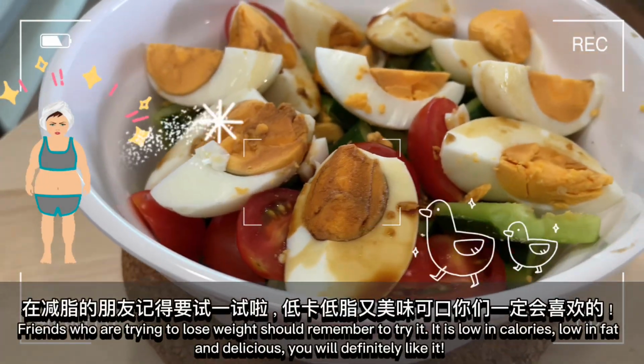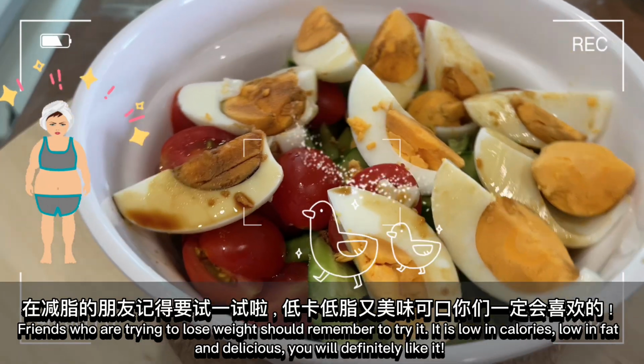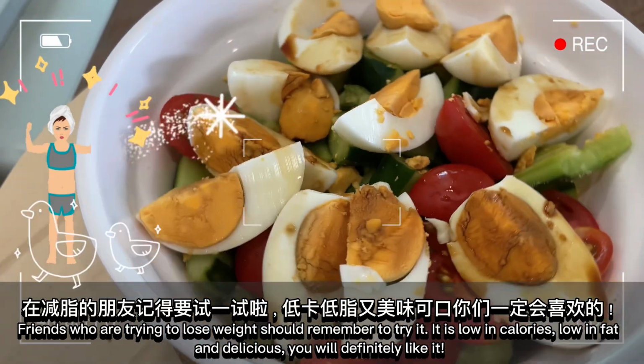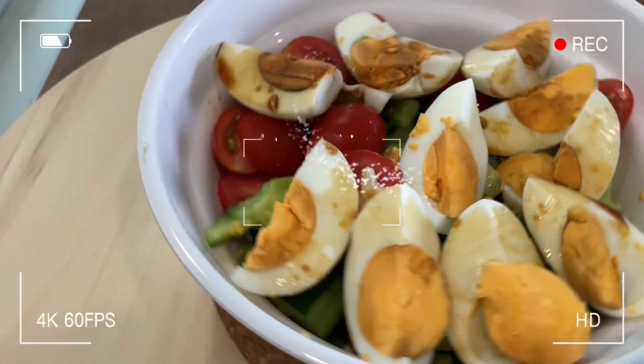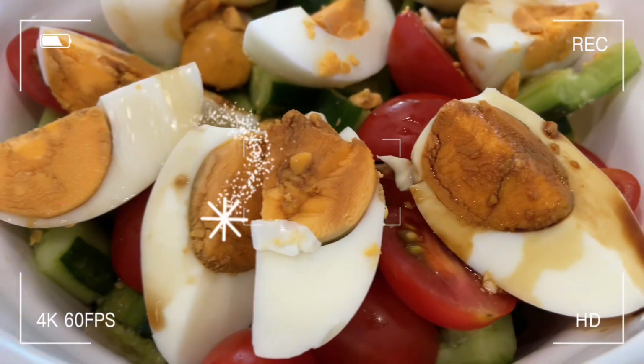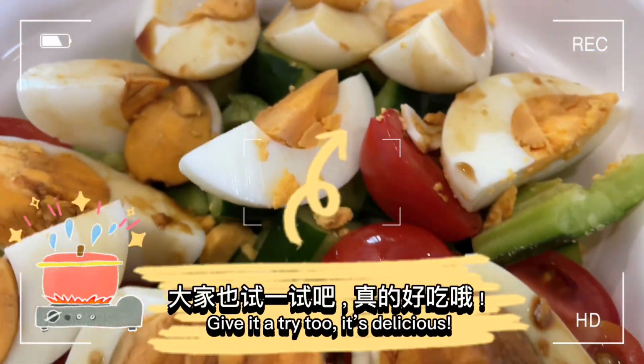Friends who are trying to lose weight should remember to try it. It is low in calories, low in fat and delicious. You will definitely like it. Give it a try too, it's delicious.